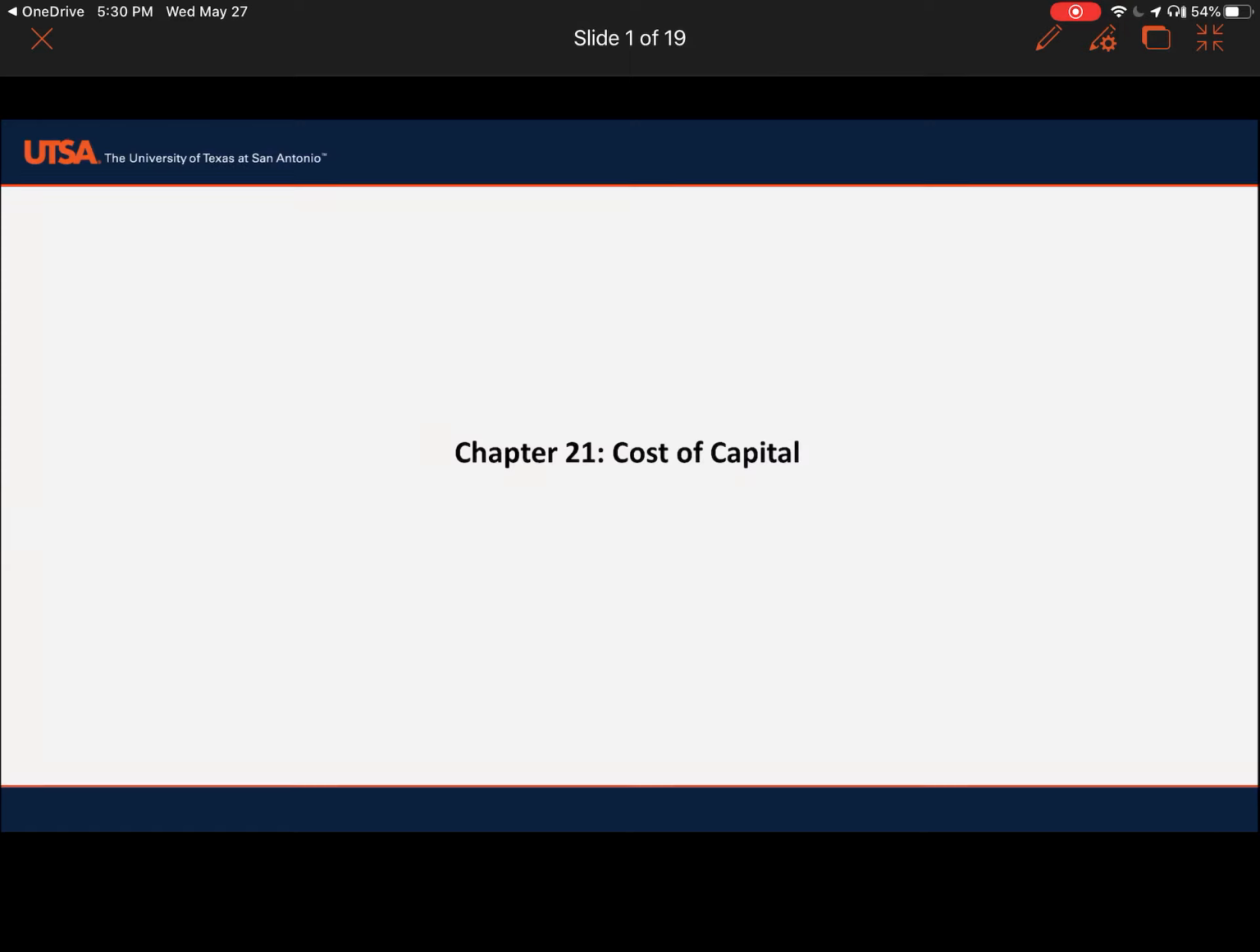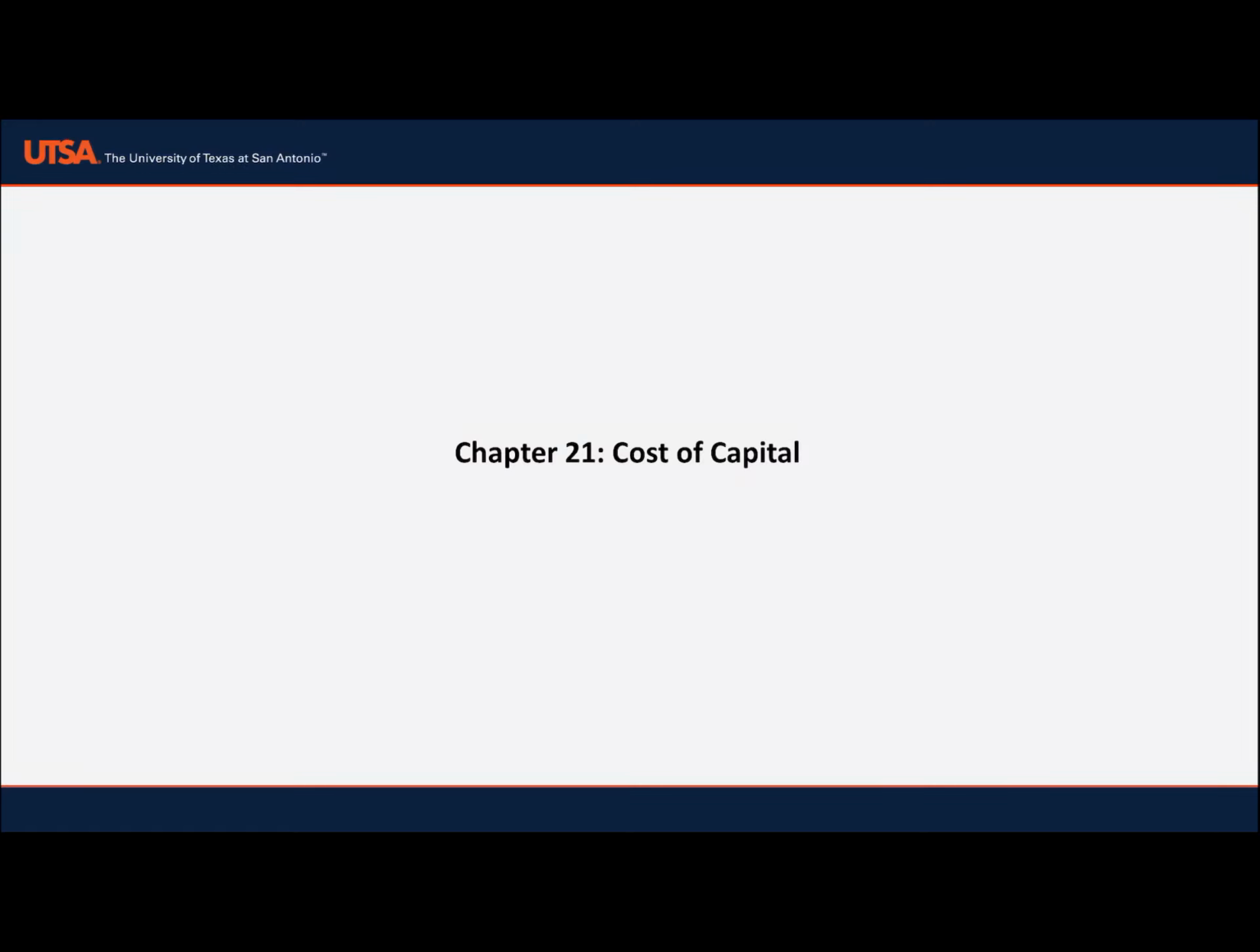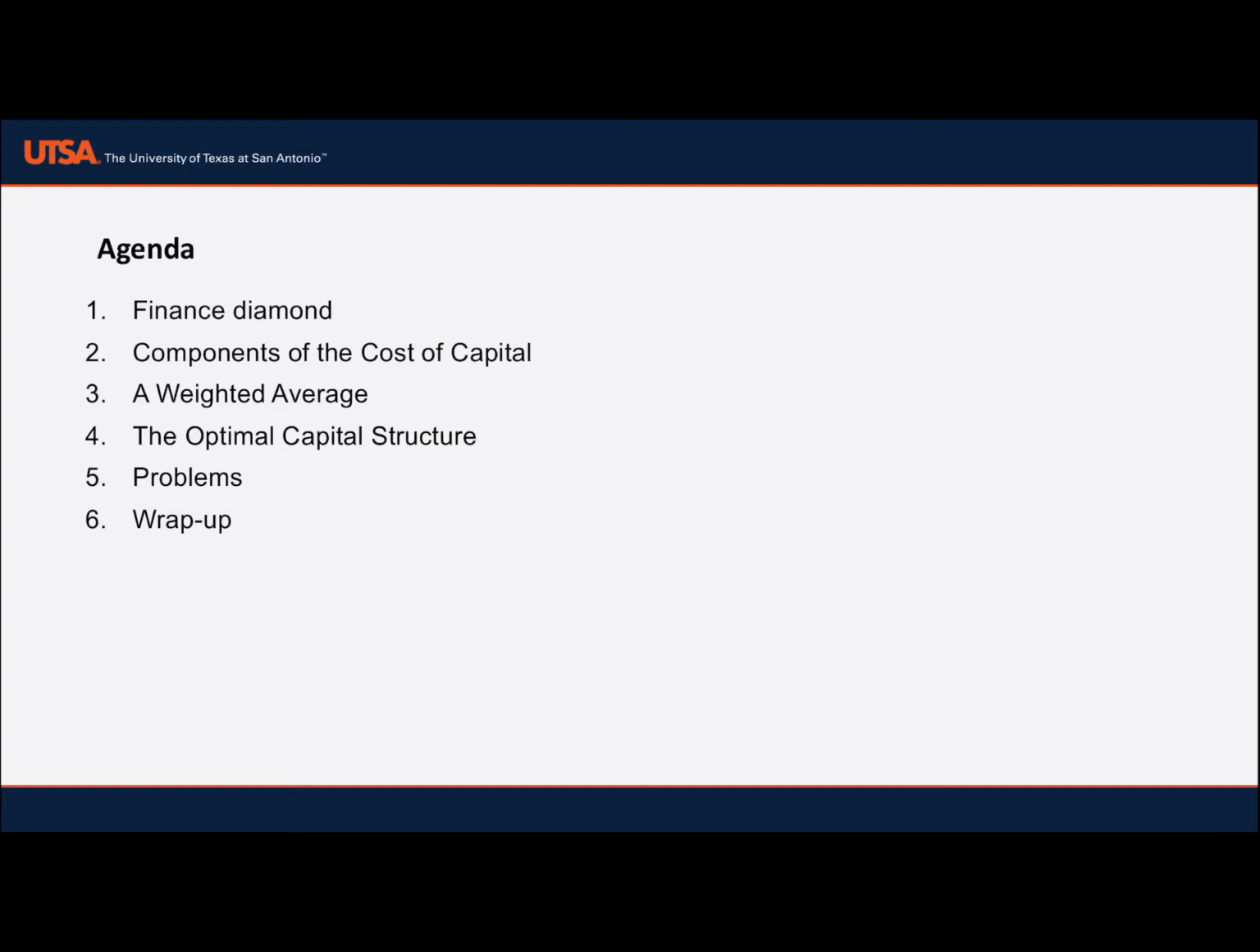Today we will look at chapter 21, cost of capital. The agenda is the finance diamond, components of the cost of capital, a weighted average, the optimal capital structure, and we will solve some problems and wrap up.